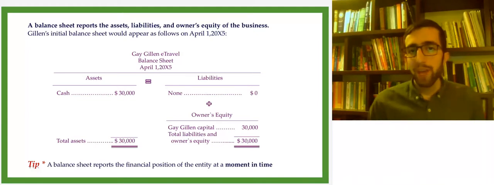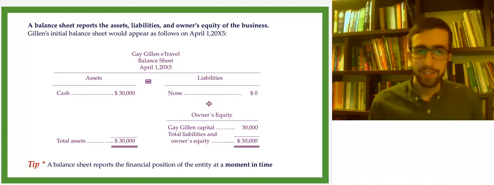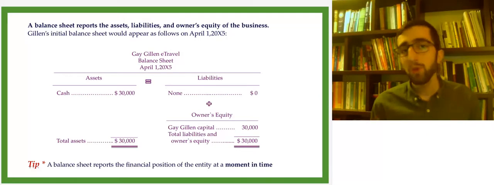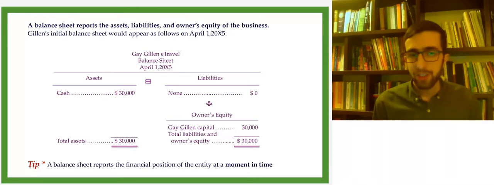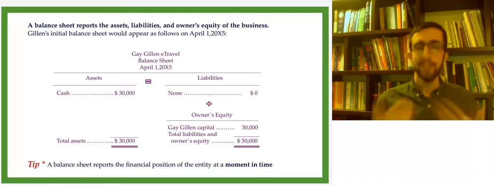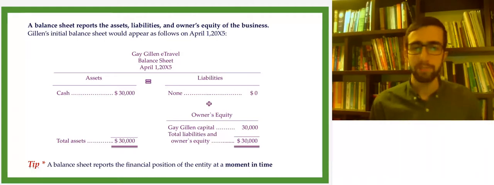Here on this page, we have Gagelen e-Travel's balance sheet. The balance sheet is one of the most important financial statements that shows the financial position of a business at one moment. The balance sheet, or statement of financial position, we will cover on the next pages, but for now it is necessary for you to know that on the left side of the balance sheet we have only assets, and on the right side we have liabilities and owner's equity.